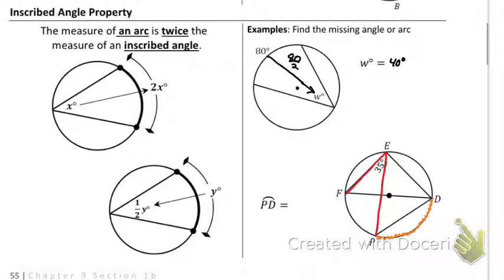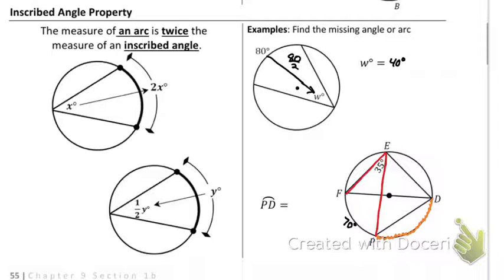How does that help me? What do I do next? Jacob? It's 70. So that's 70 degrees, yeah. So that arc is 70 degrees. How does that help me get my PD? So you're on the right path.